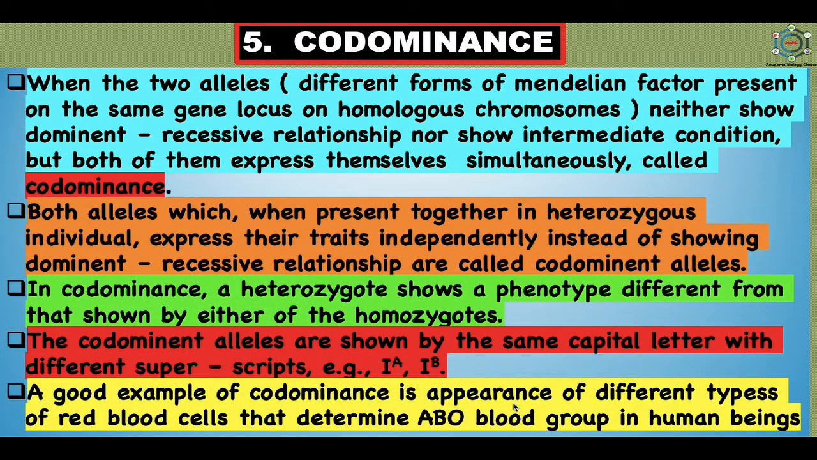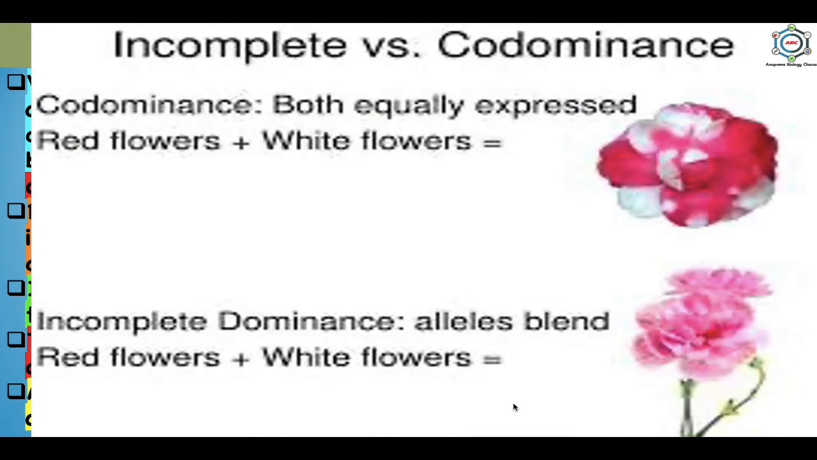A good example of codominance is the appearance of different types of red blood cells that determine the ABO blood group in human beings. Here you can see a difference between incomplete dominance and codominance. In codominance, both the alleles express their typical phenotype, but in incomplete dominance, both the alleles fail to express their typical phenotypes. So in codominance, both are equally expressed, but in incomplete dominance, both alleles blend.